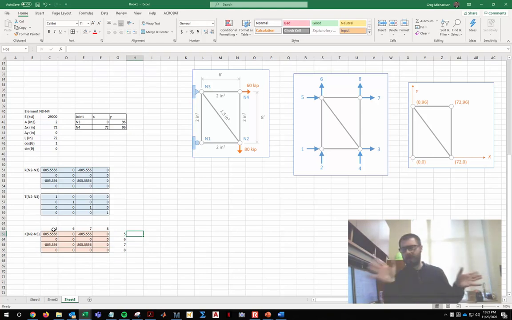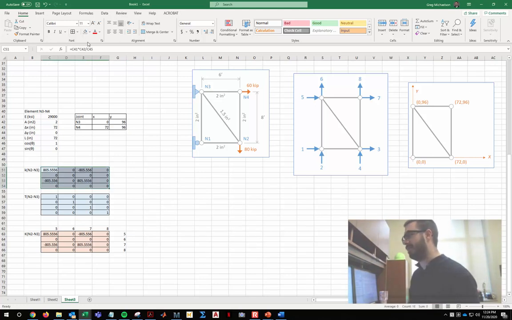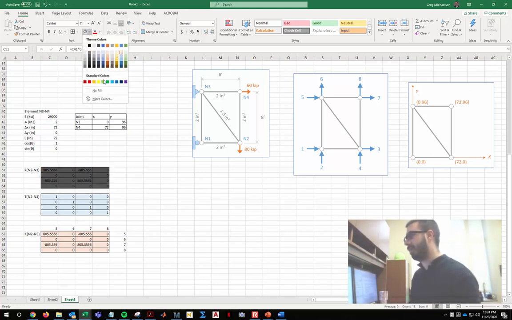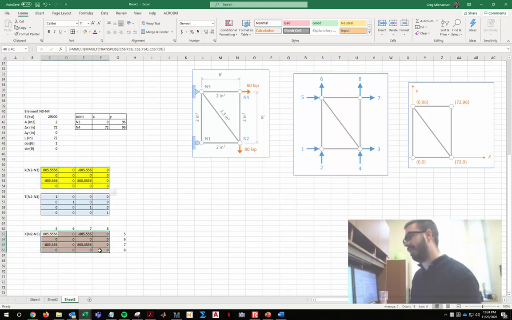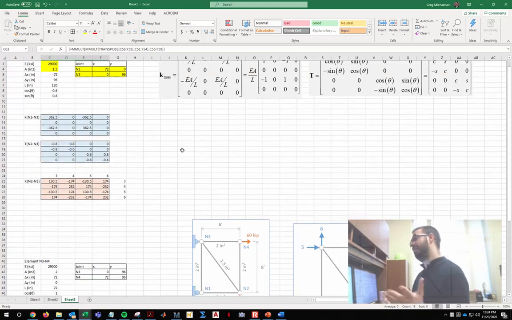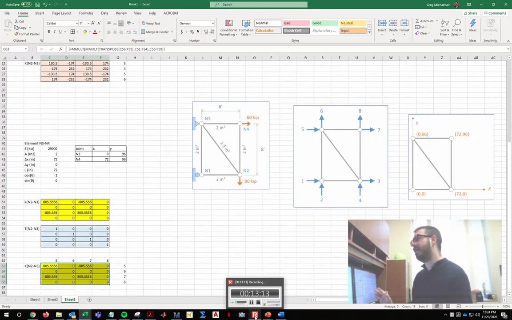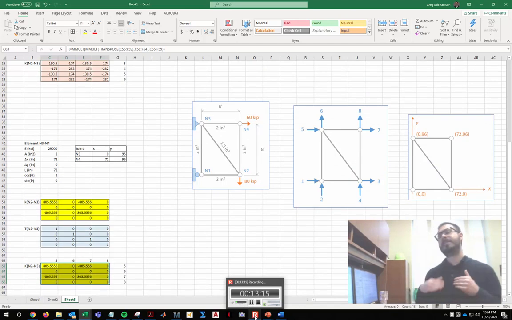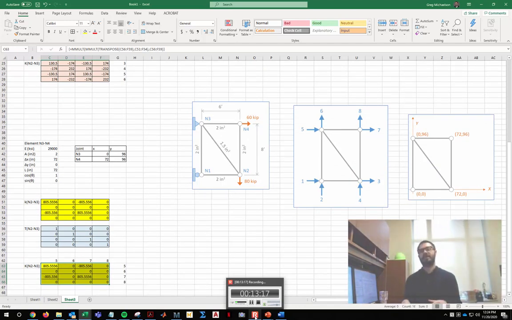Now before we close the video, there's actually something that's kind of interesting about this. If you look at the local matrix and you look at the global matrix, they're the same, right? That didn't happen up here. In the last problem, they were different, but in this problem, they're the same. Why are they the same? The reason is because of the orientation of the element.